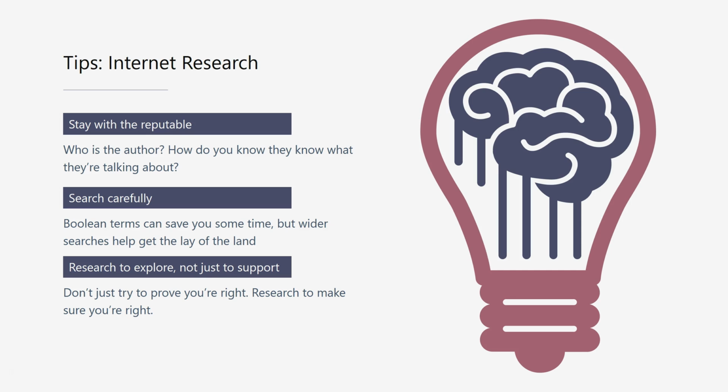You should also use searching carefully. You can see how Boolean searches can get you some very specific results, both on the open web and from your library. But early on in your research, it might actually be best to search widely and explore more broadly. And speaking of exploring, remember that the purpose of completing research on the web or off is to learn what's out there about a topic. Don't just try to prove you're right. Research something to make sure that you actually are right.